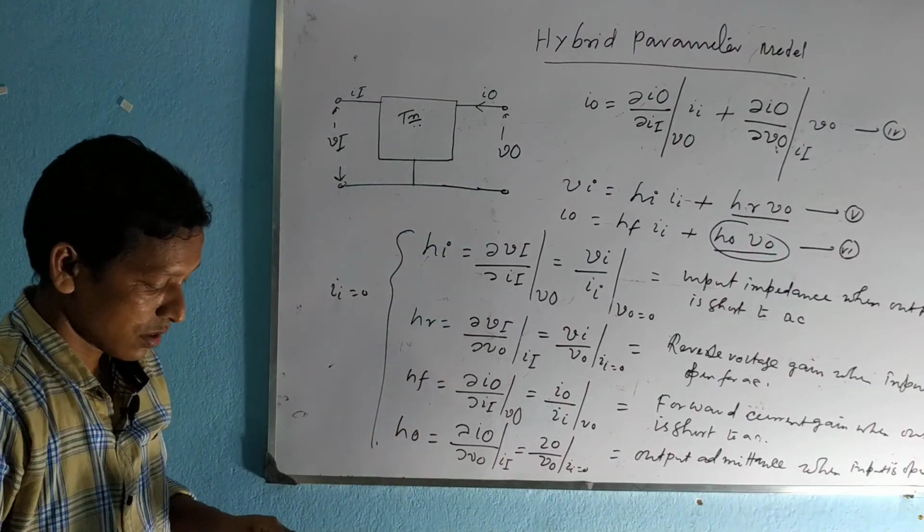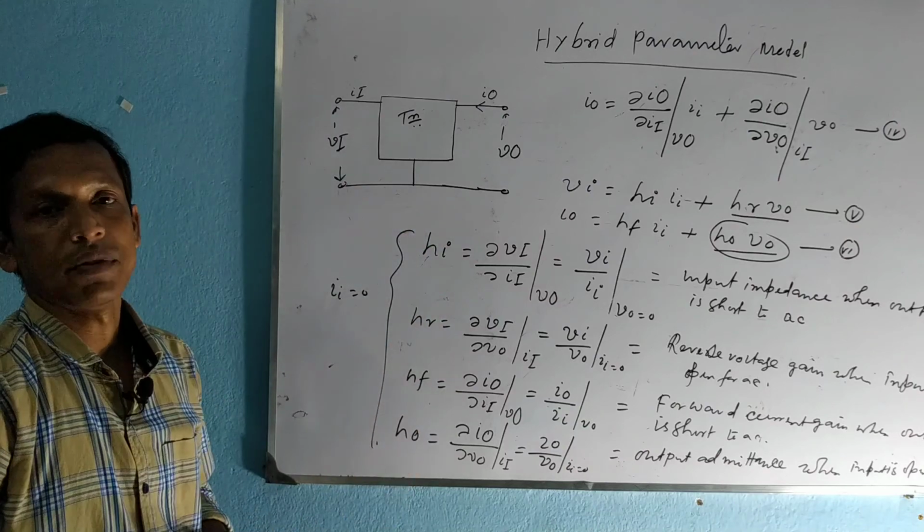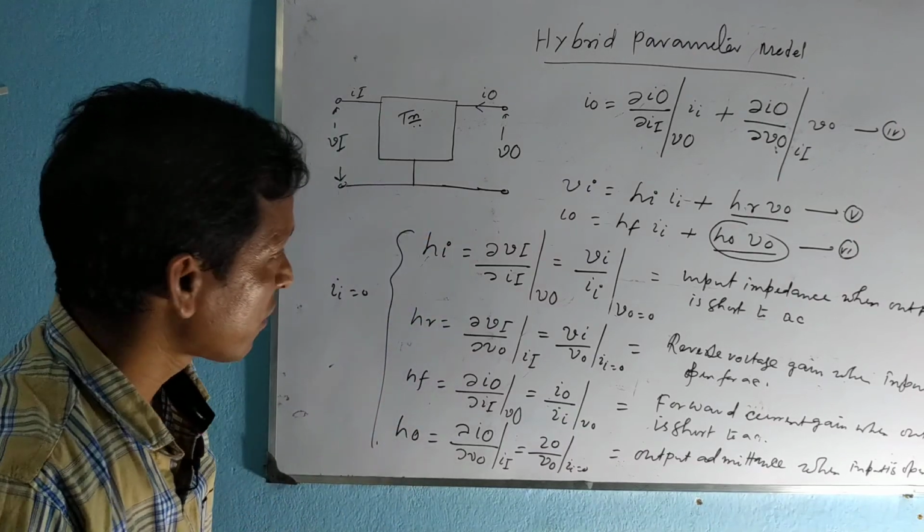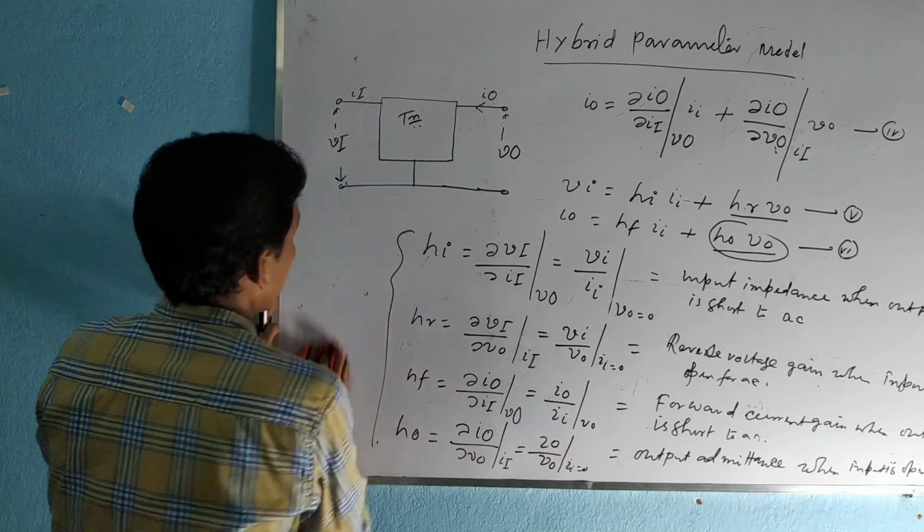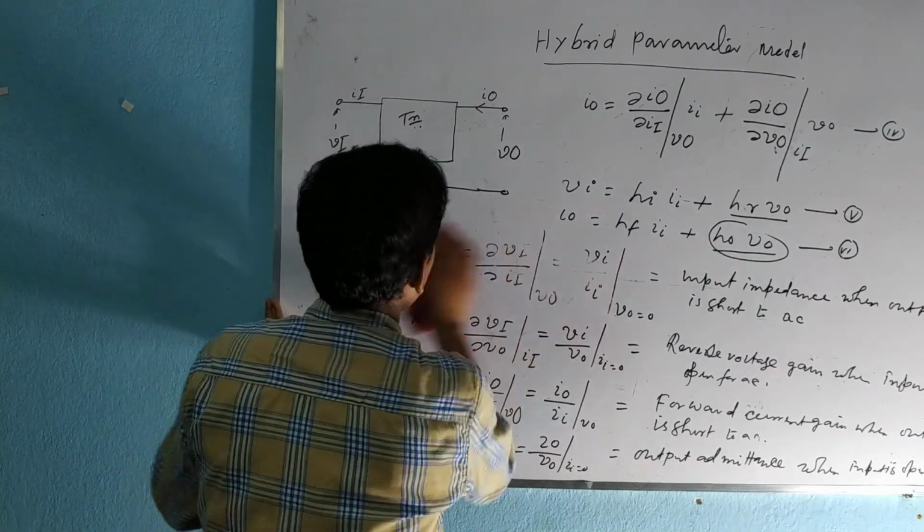So these are the hybrid parameters, and why are they called hybrid? Because they are alike in dimension. The dimensions of the parameters are not the same. So these are called the hybrid parameters.